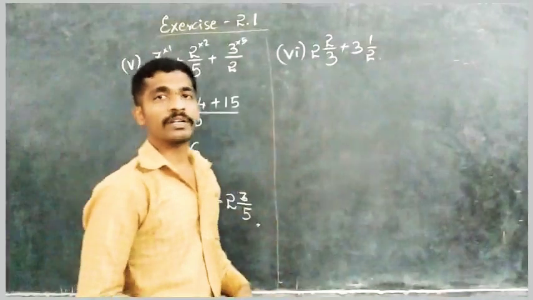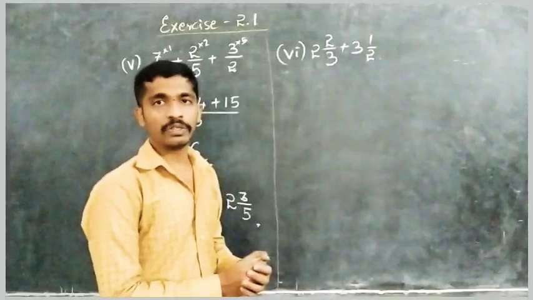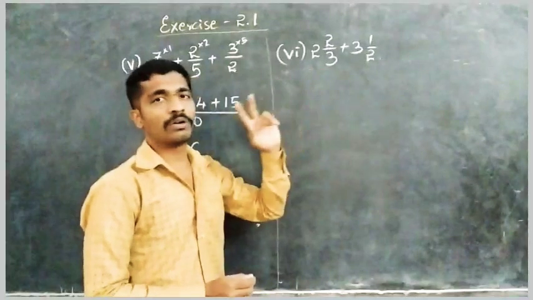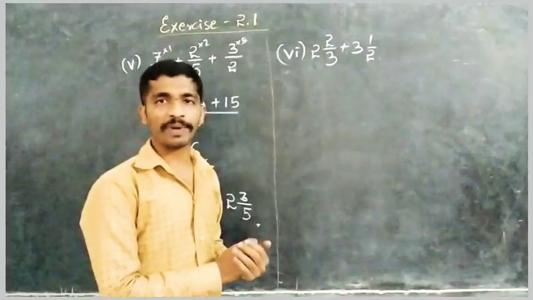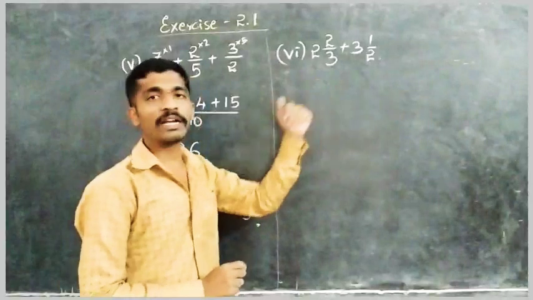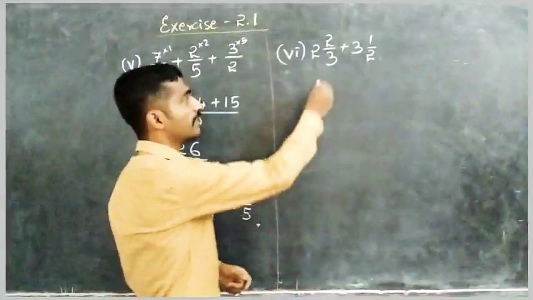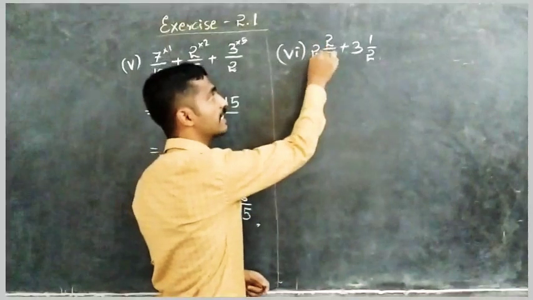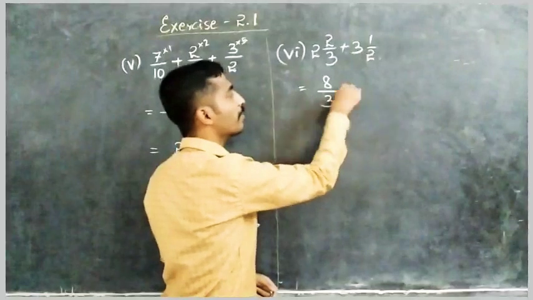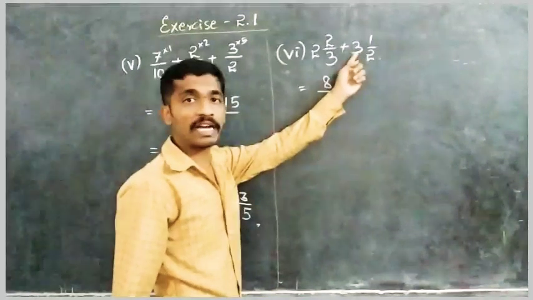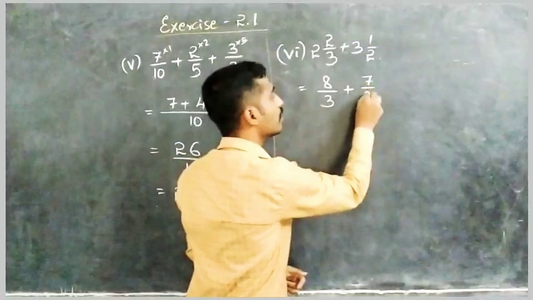Next here in the sixth problem they have given mixed fractions. So here directly first you have to convert them into improper fractions. Afterwards you can add them. Okay, here how to make improper? Simple thing. 3 2s are 6, 6 plus 2, 8 divided by 3, plus again 2 3s are 6, 6 plus 1, that is 7 by 2.